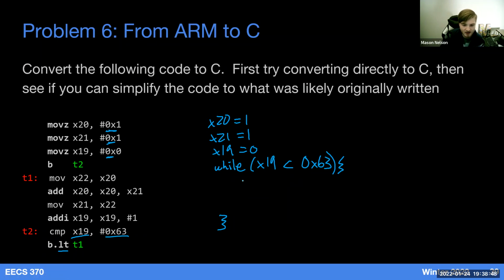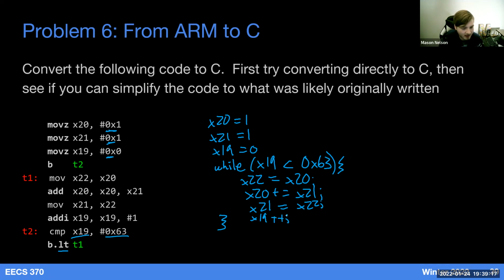Okay, so going back, x22, that's our destination. So x22 equals x20. x20 plus equals x21, semicolons. And then x21 equals x22. And then we're going to increment x19. So x19 plus plus. All right. So this looks pretty confusing as is, but that's technically correct.